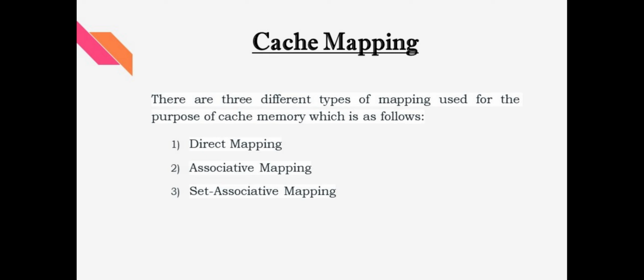Cache mapping. There are three different types of mapping used for the purpose of cache memory, which are as follows. The first is direct mapping, second, associative mapping, and third, set associative mapping.